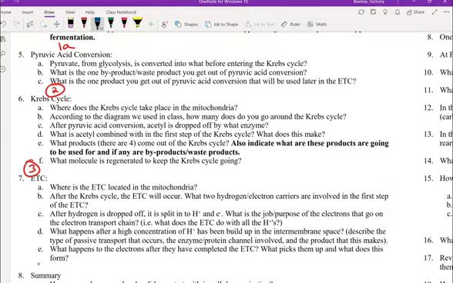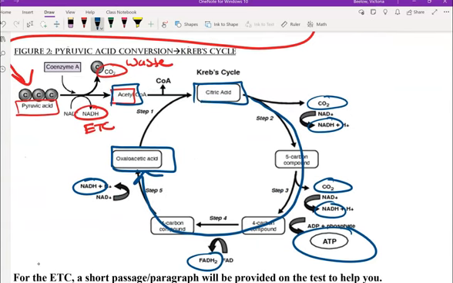And then the molecule that gets regenerated, of course, is going to be that oxaloacetic acid, because you can see we started with it in step 1, and then after all these reactions, we end with it again.